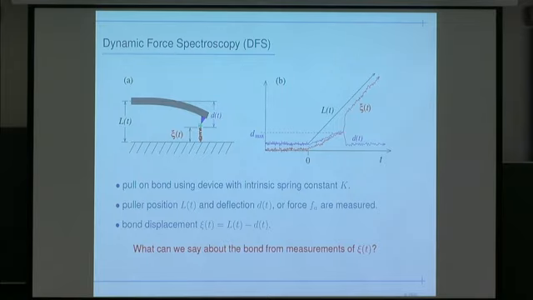And from that, what do you want to say? You want to say, what is the bond potential of this macromolecule that I've got? So we pull. The pulling position is given by a force that pulls this up, and the bond displacement is just this L minus this D.